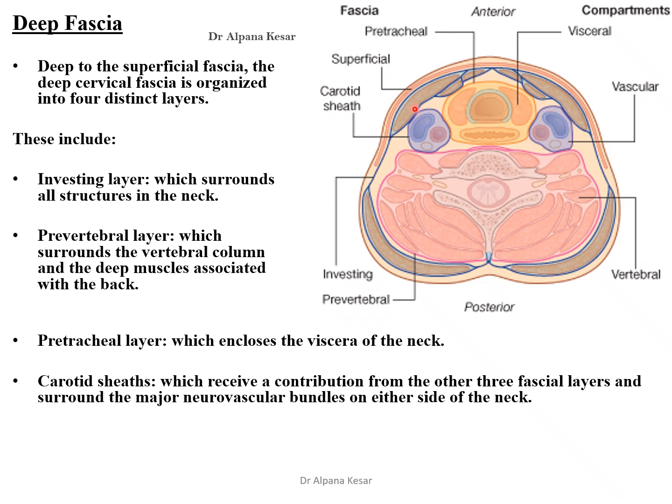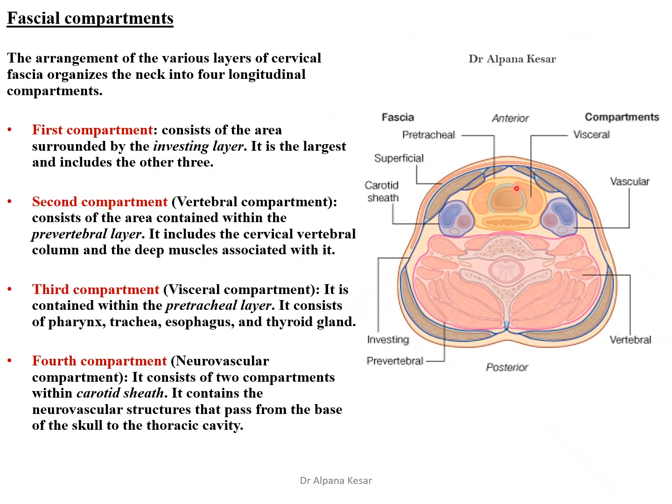It receives contributions from the other three layers, that is, the investing layer of deep cervical fascia, pretracheal fascia, and prevertebral fascia. And the carotid sheath surrounds the neurovascular bundle of the neck. The four layers of the deep cervical fascia organize the neck into four longitudinal compartments.